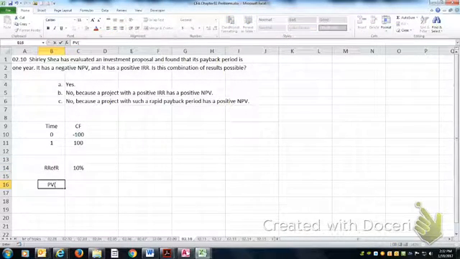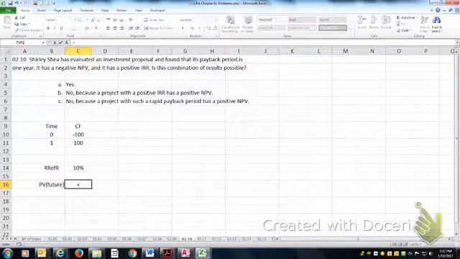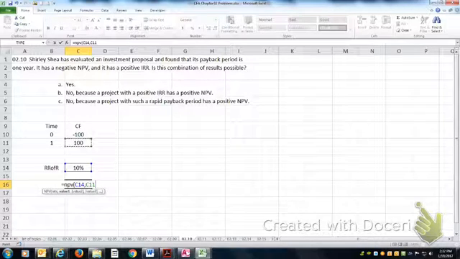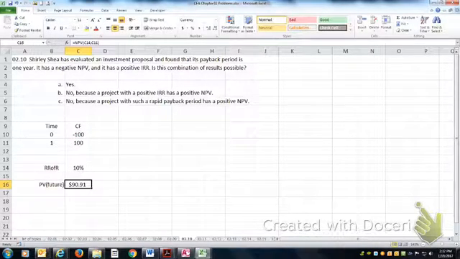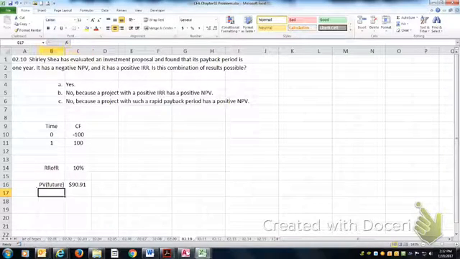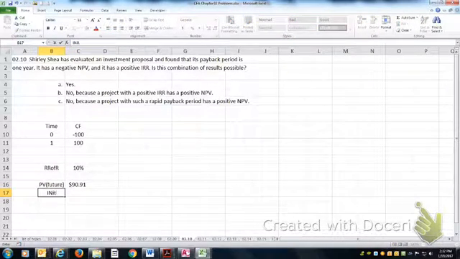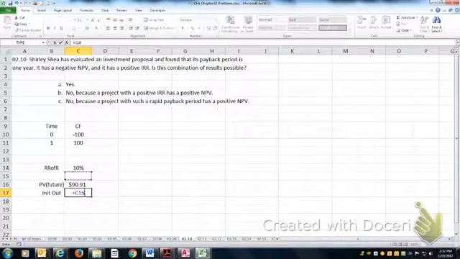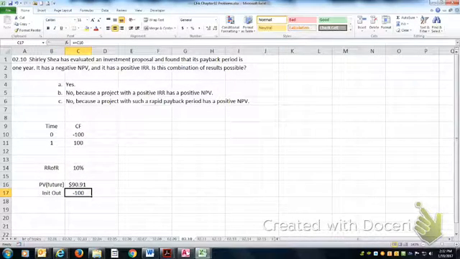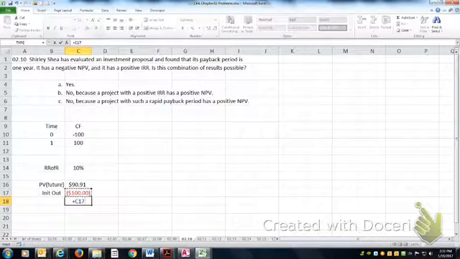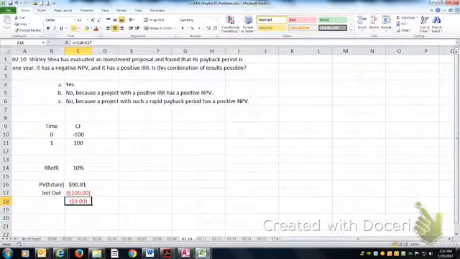The present value of the future cash flow at 10% is going to be less than 100, and the initial outlay is going to be the undiscounted 100. So with my example here, I've got a payback period of exactly 1 year, and I've got a negative NPV.